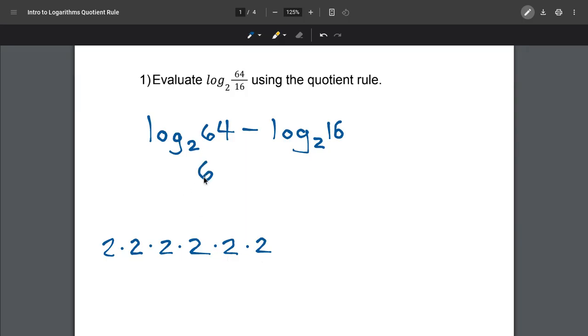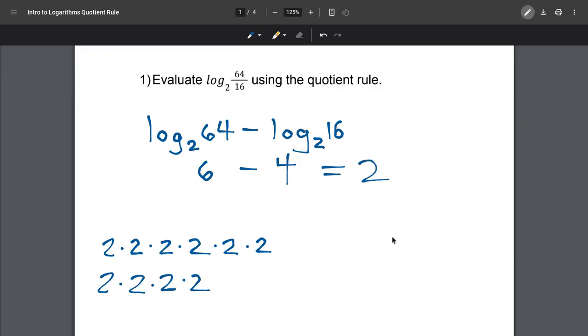So I have 6 minus, well, how many 2's do I have to multiply to get 16? Well, if I do 2 times 2, that gives me 4. Times 2 again, that gives me 8. Times 2 again, that gives me 16. So 1, 2, 3, 4 2's. So this is going to be 4. And 6 minus 4 equals 2.